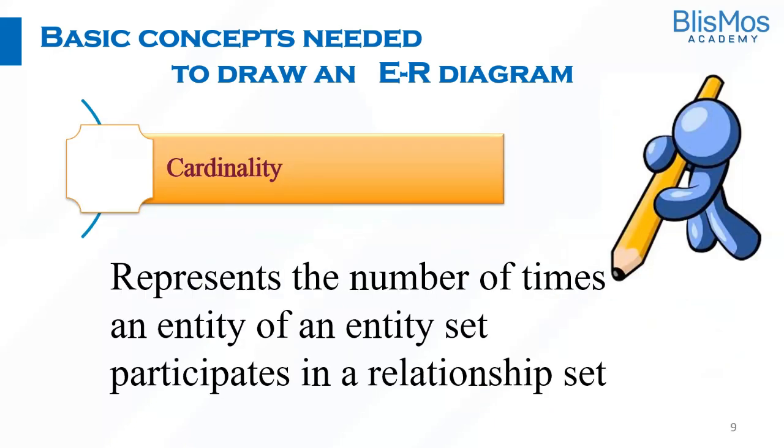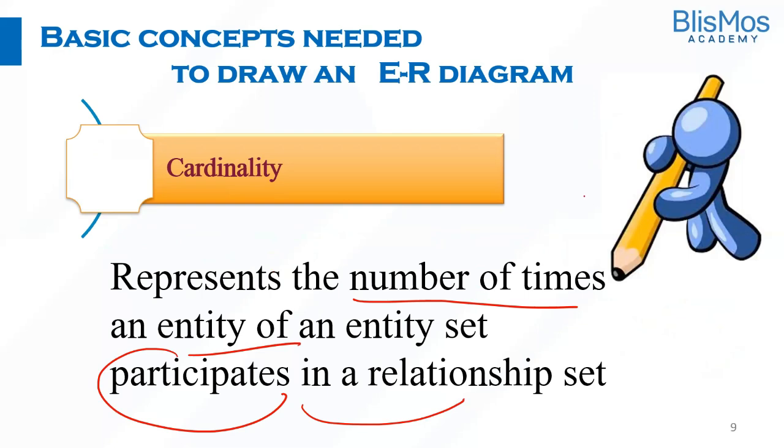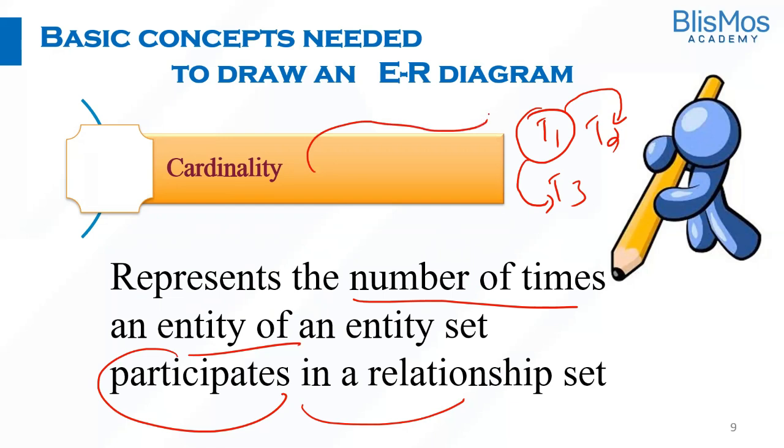What is cardinality? Cardinality represents the number of times an entity set participates in a relationship set. What does it mean? So when you have tables like T1, T2, T3, one table may have a relationship with another table in only one way, or one table may have a relationship with another table many times as well. So cardinality represents how many times an entity, which is nothing but a table, can participate in a relationship set.